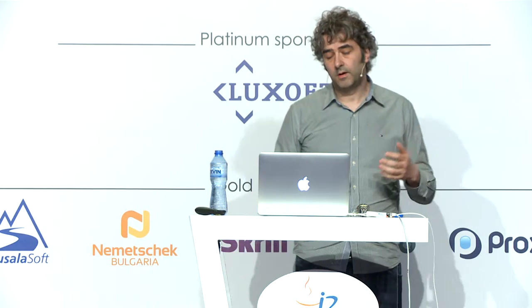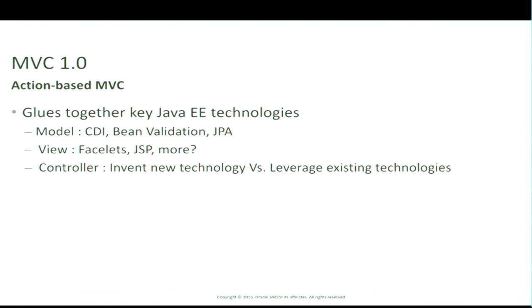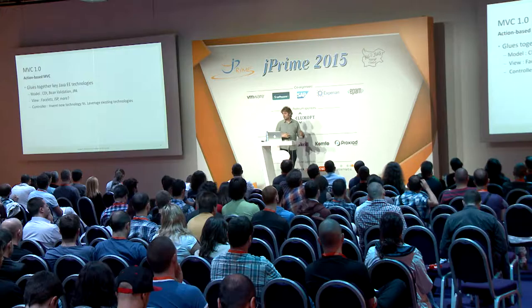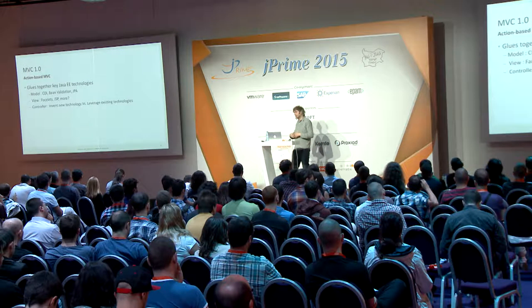So what was the basic idea of that specification? The idea was very simple. It's trying to glue together the different technology that we have in the platform to provide an action-based MVC framework. So clearly, we would like to avoid as much as possible to reinvent the wheel. So we first look in the platform at what we have, and if that fits the needs, we use that.